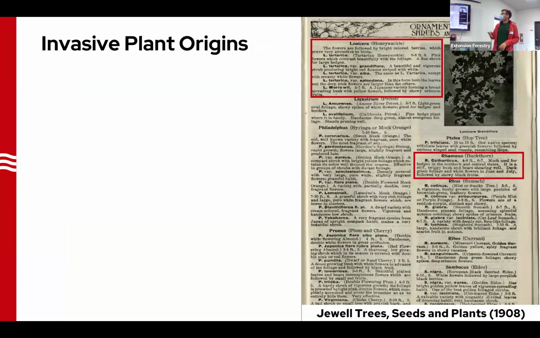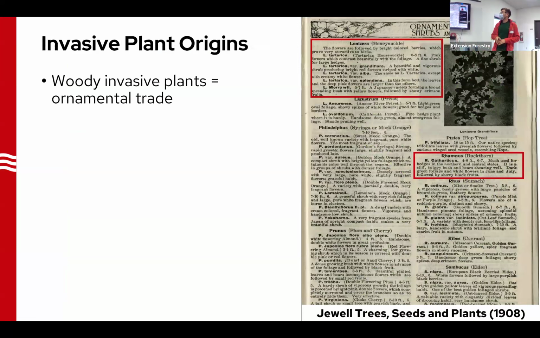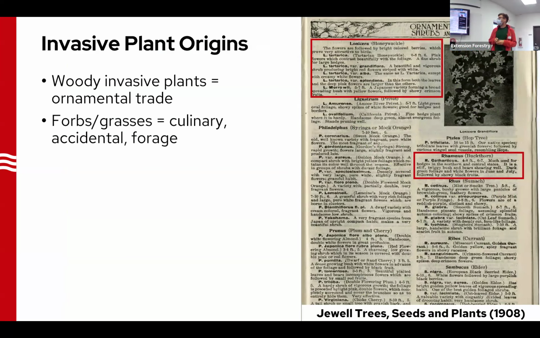How did these plants get here? If we rewind the clock back, a lot of our woody invasive plants kind of got their start in the ornamental landscaping trade. I just pulled this document from 1908. This is a Minnesota catalog that was actively selling invasive honeysuckle and common buckthorn as hedge plants. So back in time, a lot of woody invasive plants kind of got their start through that trade.